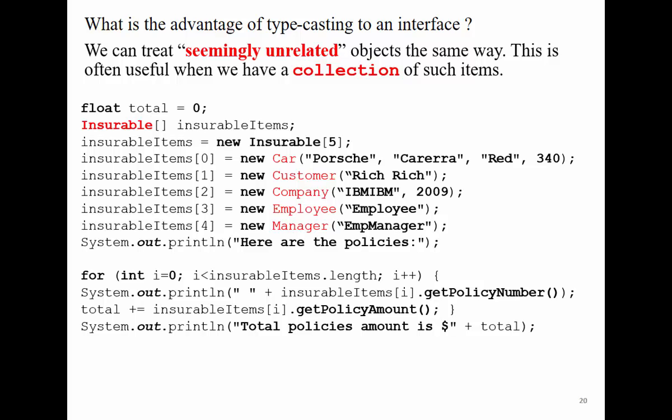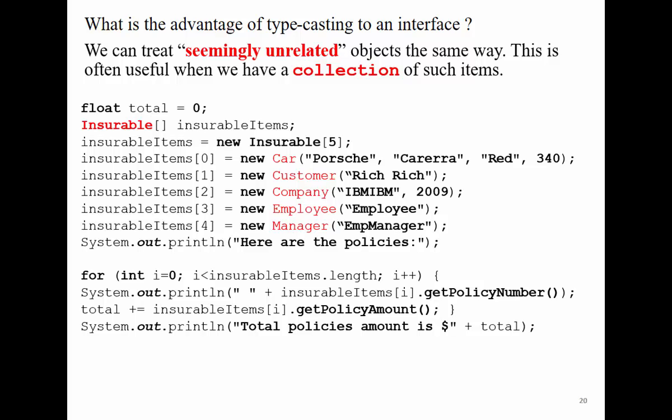So we can create an array or a list or a collection of type Insurable. See, the declaration type is Insurable array. And we add inside this Insurable array all the objects that implement the Insurable interface. So now we can add Car. The typecasting will be done automatically for us by Java, because Car implements the Insurable interface. Company implements the Insurable interface, so we can insert it inside this array. Customers implement the Insurable interface. We can create a customer object and add it to this array.